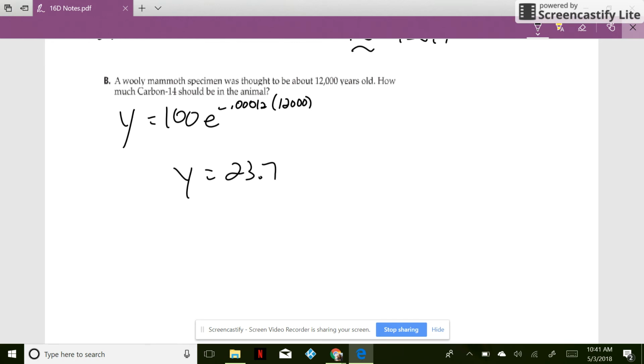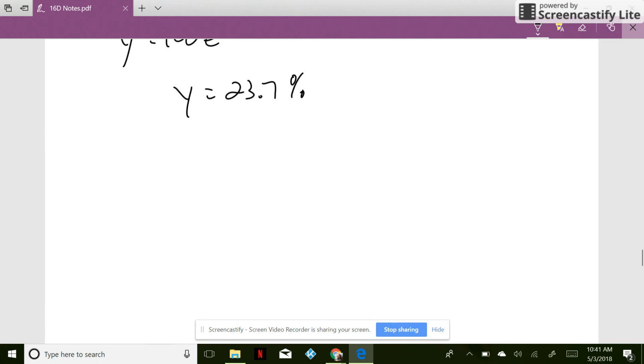So remember the way I have it set up, I'm kind of talking about it in terms of percents. If I started at 100%, 100 grams, how much do I have left? So that 23.7 represents that it has 23.7% remaining after 12,000 years.